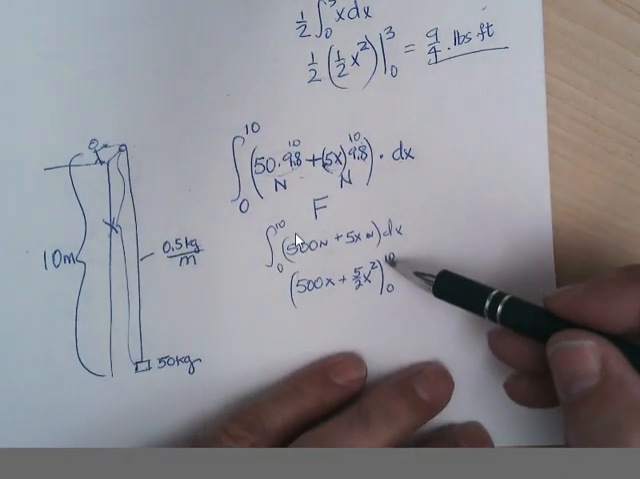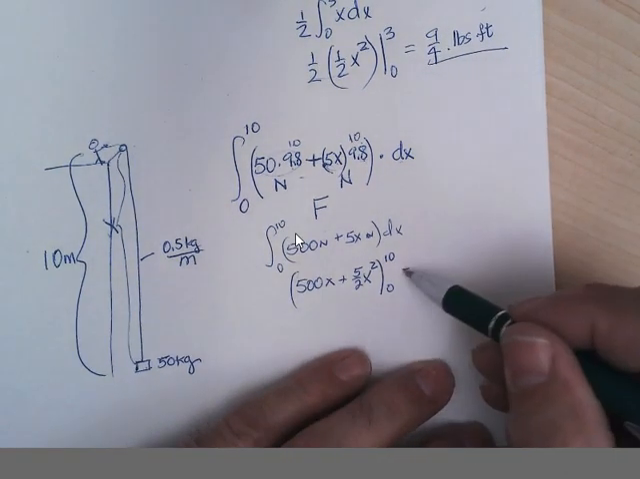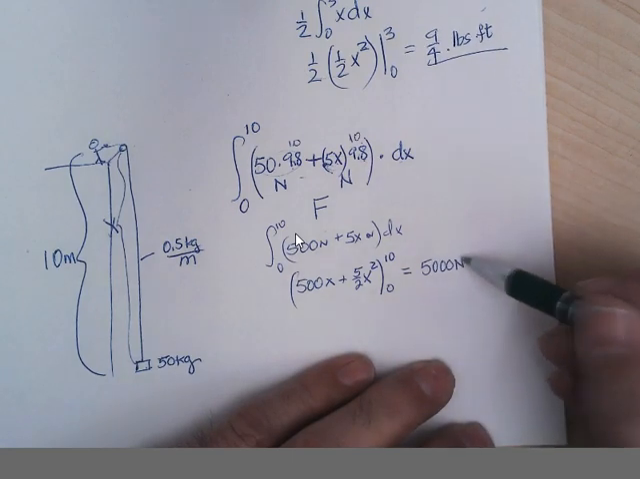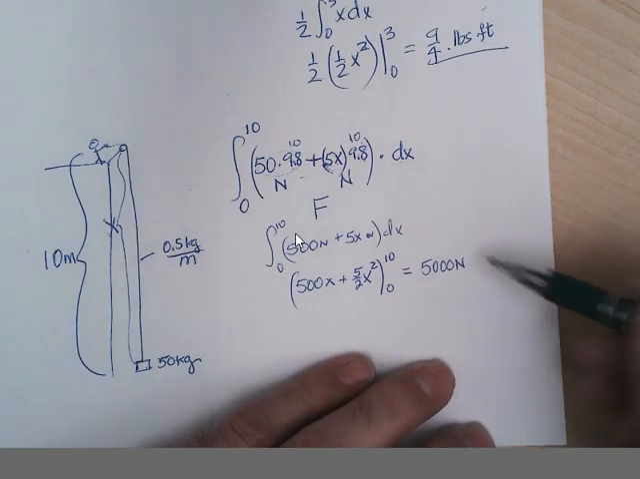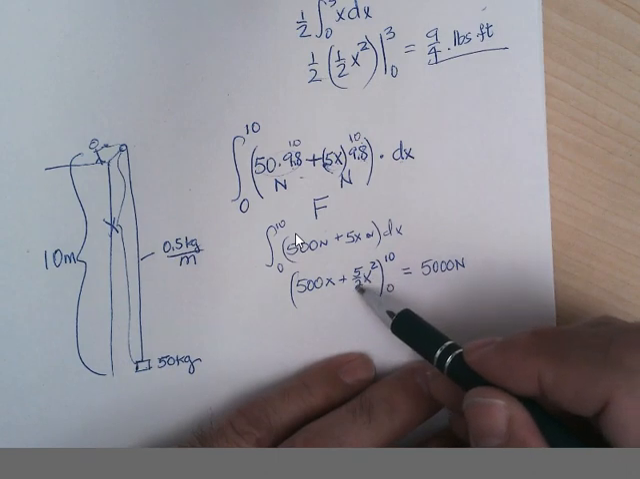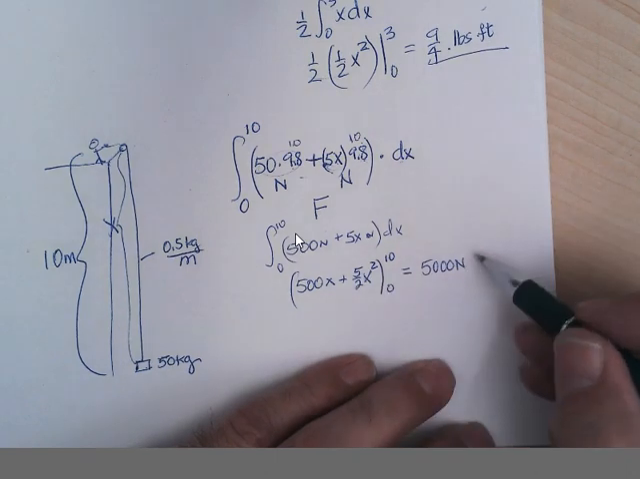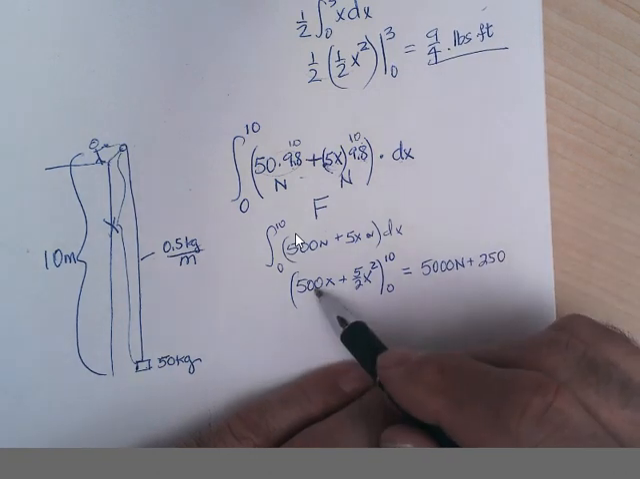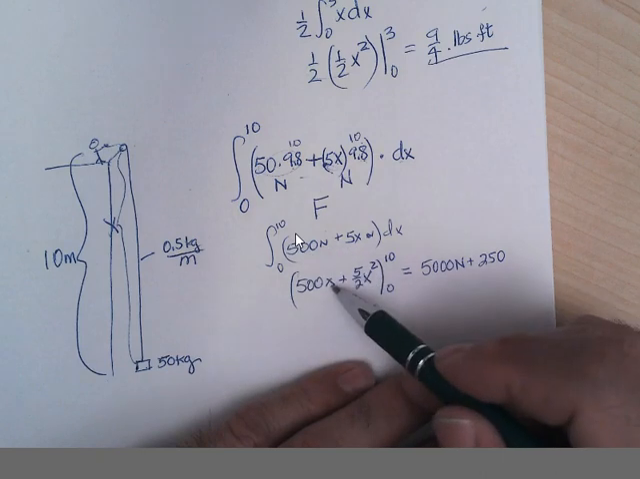And so I'm going to put 10 in, and I'm going to get 5,000 newtons. And I'm going to put 10 in here, and that 10 squared is 100 times 5 halves. Half of 100 is 50 times 5 is 250. And, Newton meters. This was Newton times x is meters.